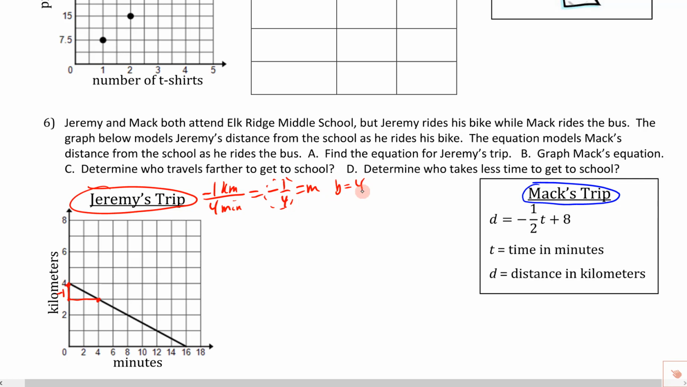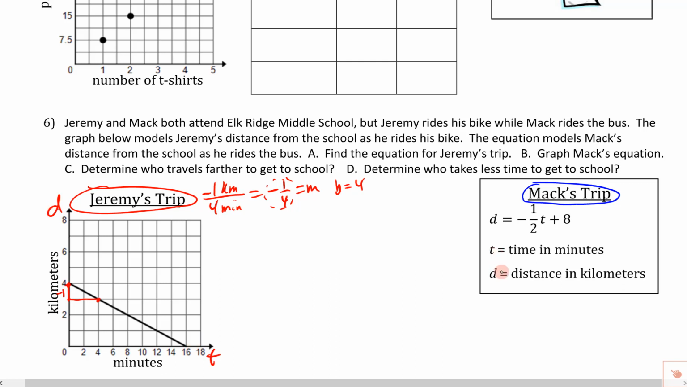Okay, now if we take a look over here and look at how they've written the equation, they've changed variables on us, which is totally okay. What they did is d equals -1/2 t plus 8. And down below they said t is time in minutes and d is distance in kilometers. So this is where the x normally is. So this is like the x, and notice that that's time in minutes, so that's like the t. And then d for distance, that's exactly how we've got this set up. This is like the x, this is like the y, this is like the x, this is like the y.